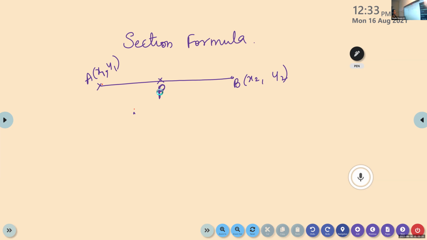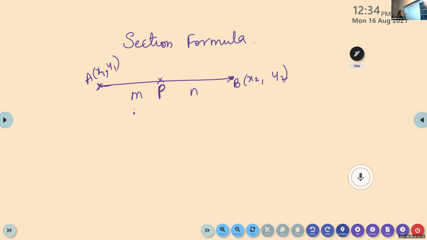Suppose we want to find a point P which divides the line segment AB in the ratio m is to n. You can take this as, suppose these are the 2 places A and B. A is given by the coordinates x1, y1, and B by x2, y2. We want to locate another place P, which is at a distance m from A and at a distance n from B. P divides in the ratio m is to n means AP is m parts and PB is n parts, isn't it? So, what is the formula?